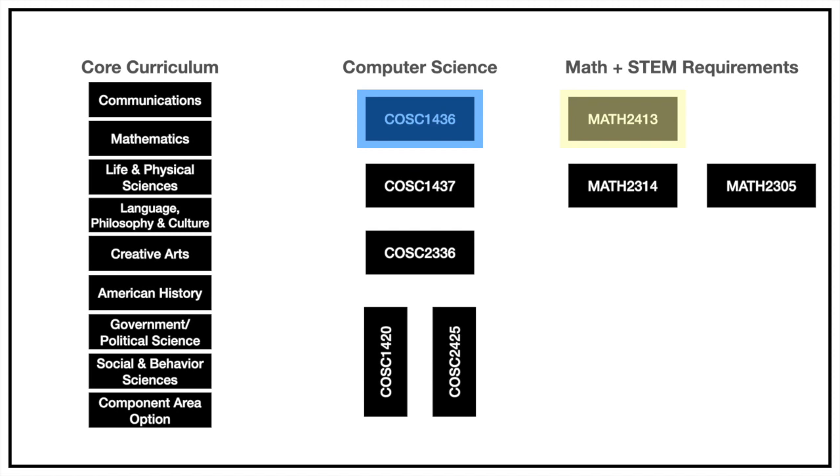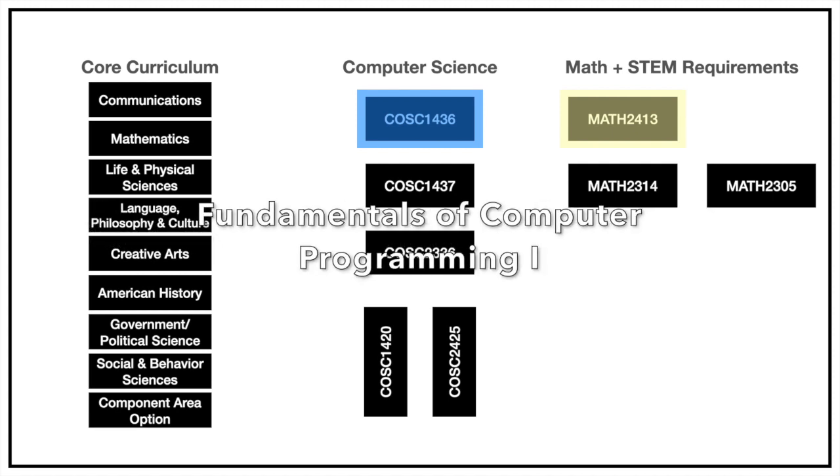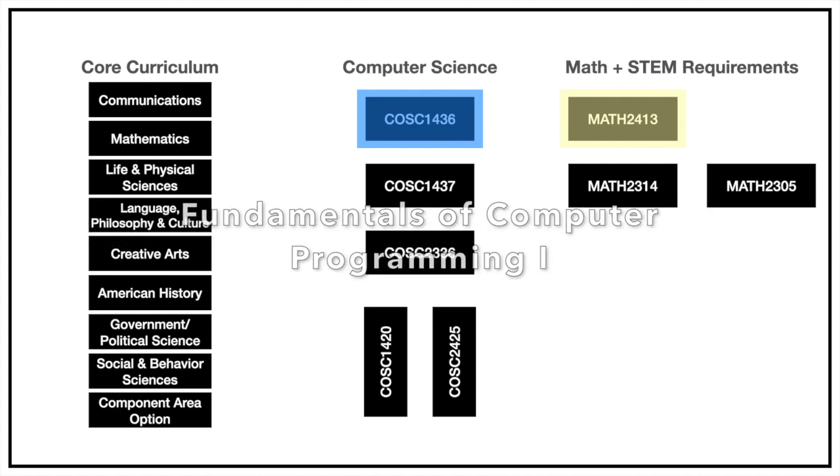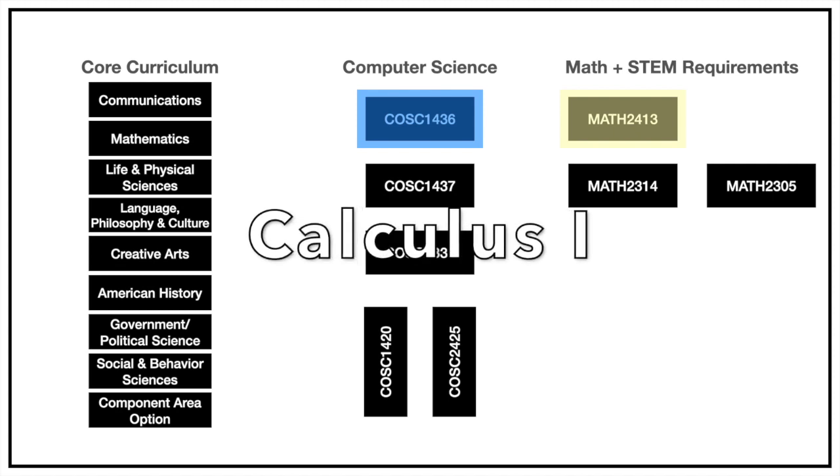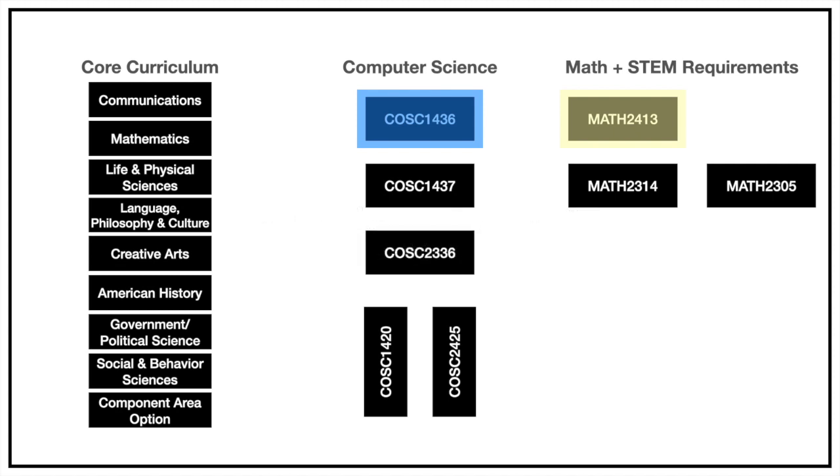The computer science courses, we start with the CS1, also known as COSC 1436. This is the Fundamentals of Computer Programming 1, and we always recommend to take it along with Math 2413, which is Calculus 1. Calculus takes an important role in computer science because you will require to take a couple of math courses, so make sure you speed up your maths before you continue with other courses.